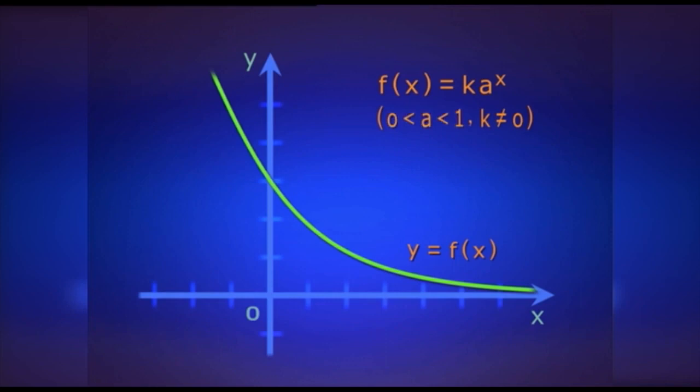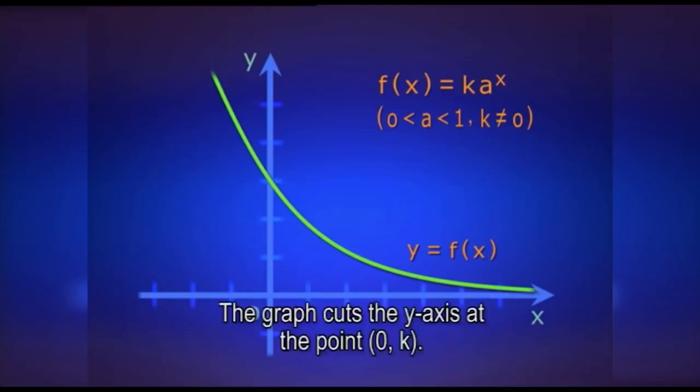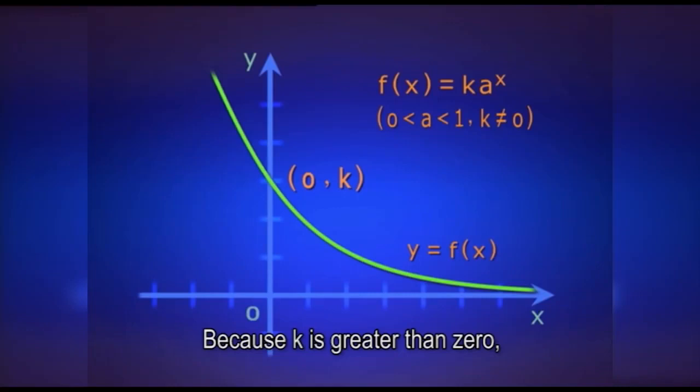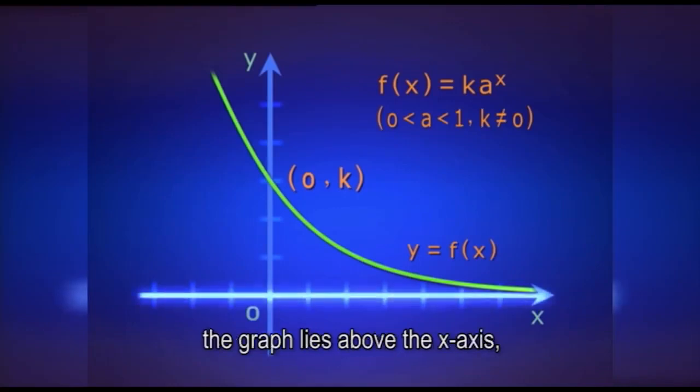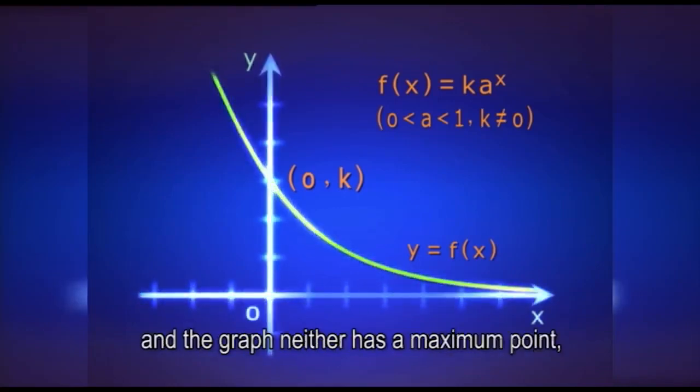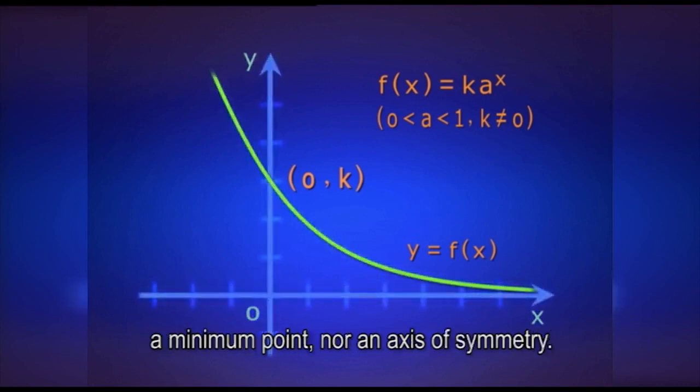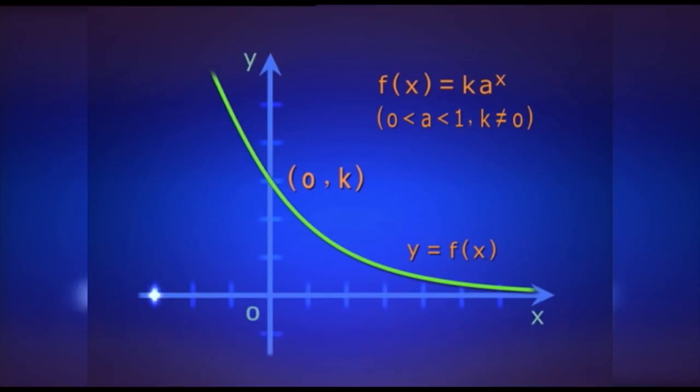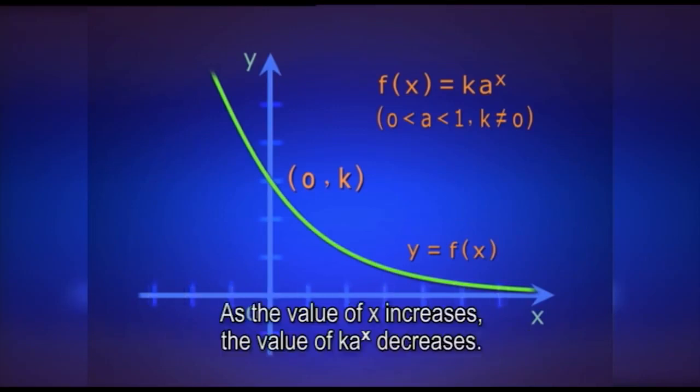Let us look at another graph of an exponential function, in which a is greater than 0 but less than 1, and k is not equal to 0. The graph cuts the y-axis at the point (0, k) because k is greater than 0. The graph lies above the x-axis, and the graph neither has a maximum point, a minimum point, nor an axis of symmetry. As the value of x increases, the value of k times a to the power x decreases.